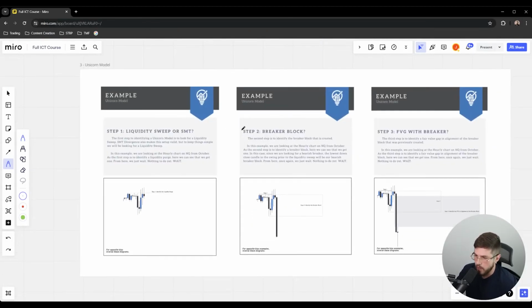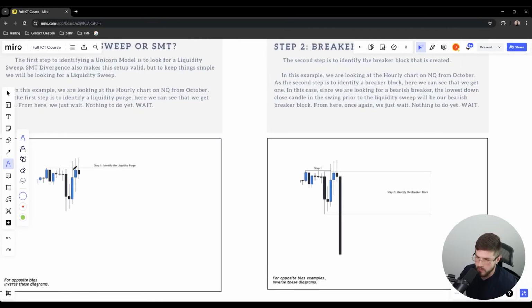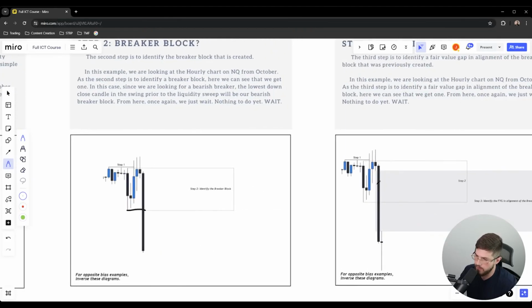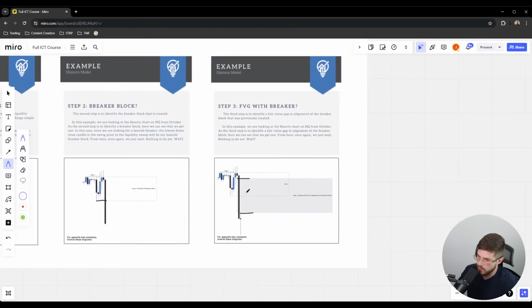So the unicorn model, which is what we talked about, the fair value gap, you want to just make sure that we have our sweep on liquidity, aka manipulation. Then you need a displacement creating a fair value gap, okay? So notice how we have a fair value gap. This zone right here is now a unicorn zone. It's two levels paired together.